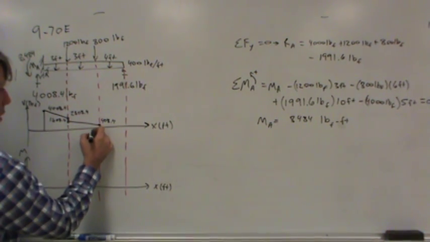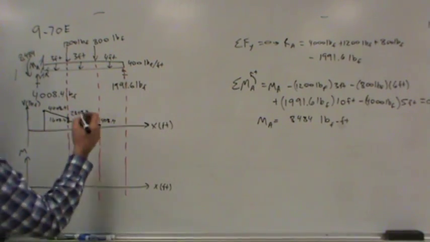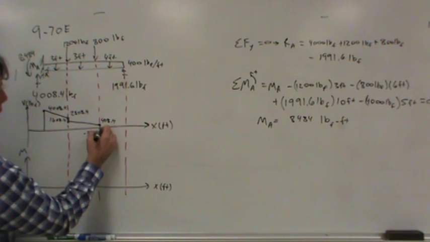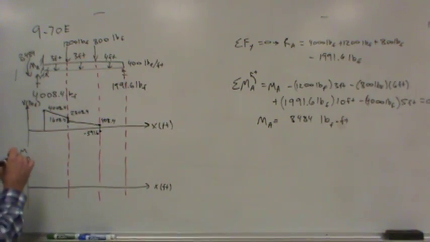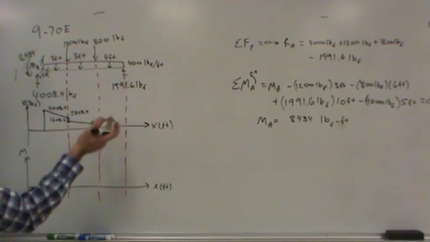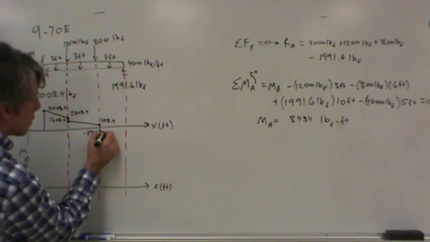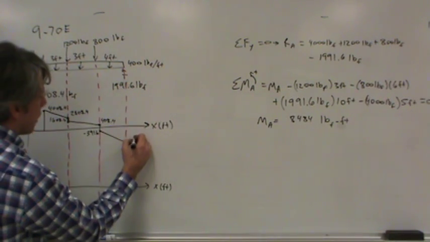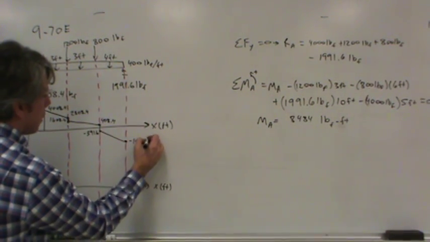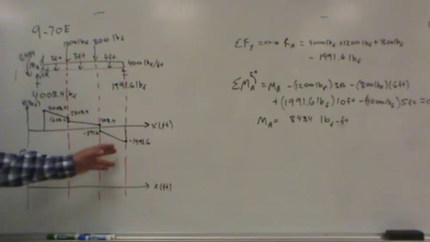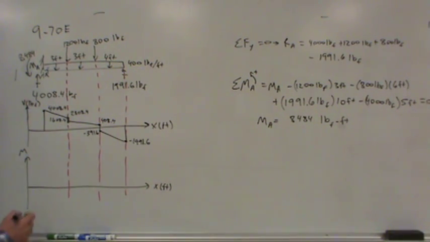391.6? Oh, yeah, okay. So negative 391.6 pounds force. Then 4 more feet at 400 pounds is minus 1,600. So we'd come down to negative 1991.6 pounds. So there we go. There's the shear diagram. Now we need to make the moment diagram from it.